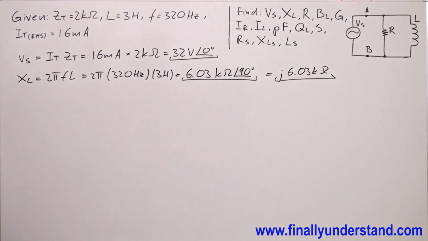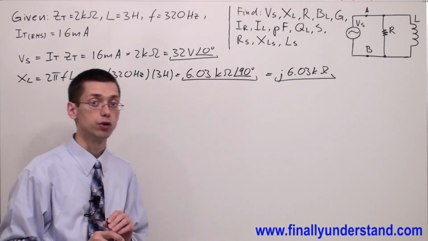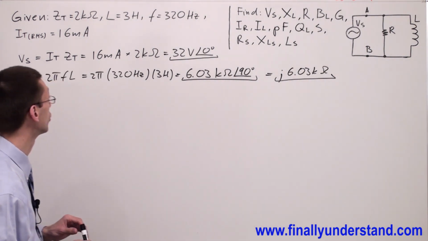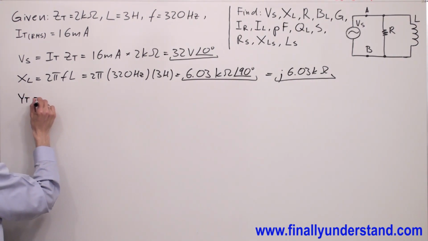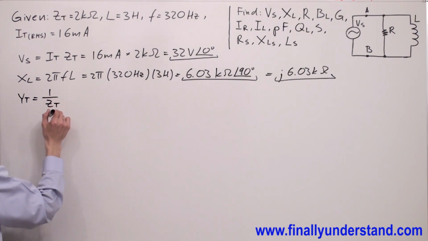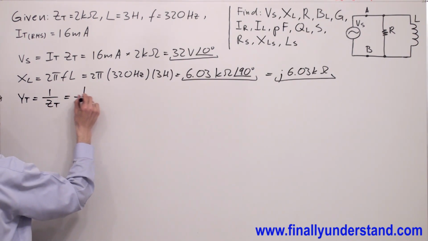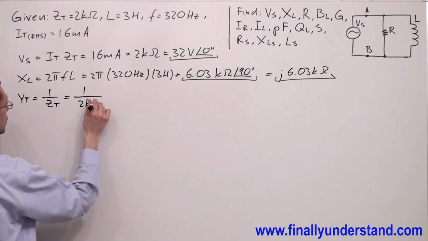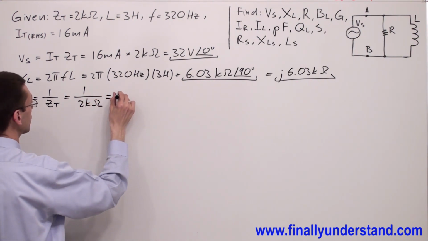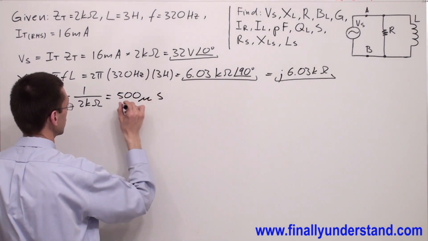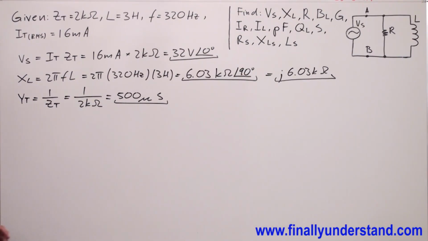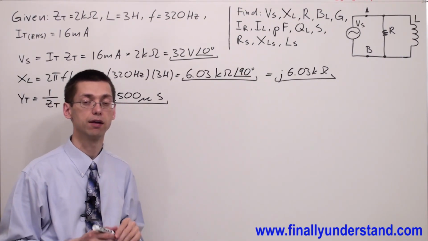So next we have to find the resistance. In order to find the resistance in the parallel circuit, first we have to find the total admittance. So I have to find Y total first. Y total is equal to 1 over Z total. So this is equal to 1 divided by 2 kiloohms. This is equal to 500 microsiemens. Okay. Please notice that our admittance doesn't have an angle.